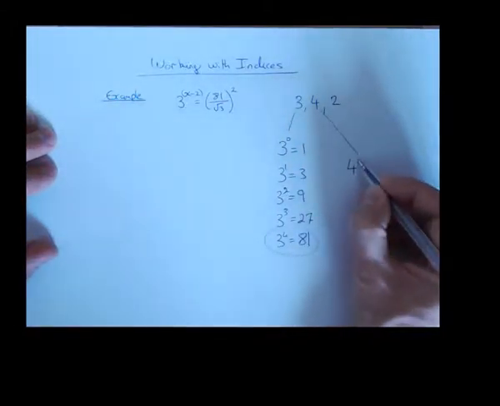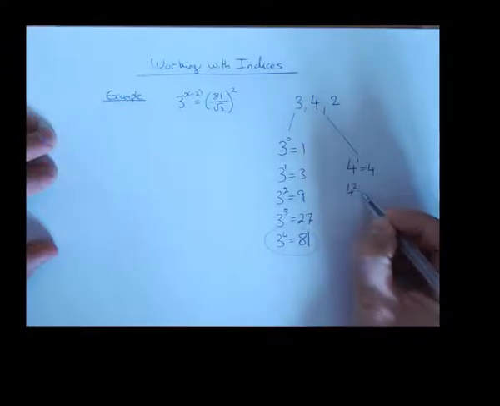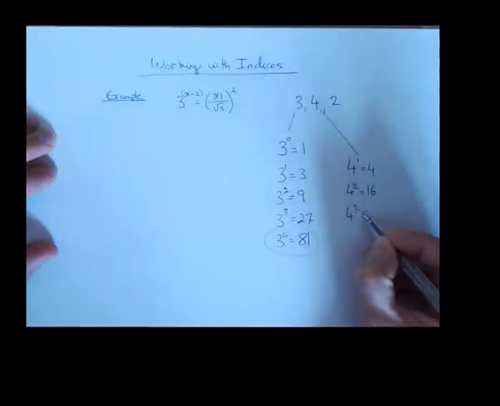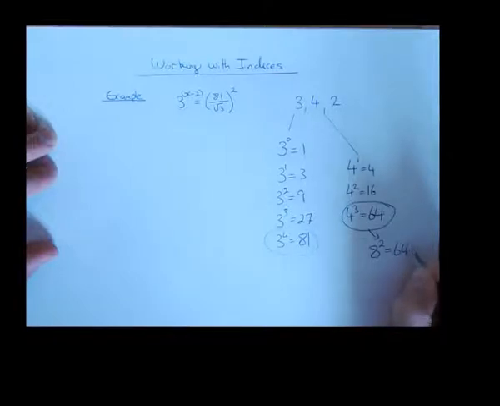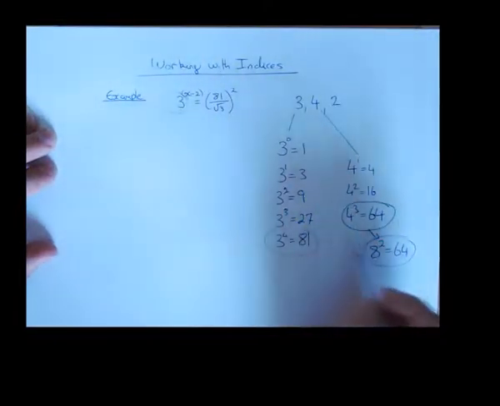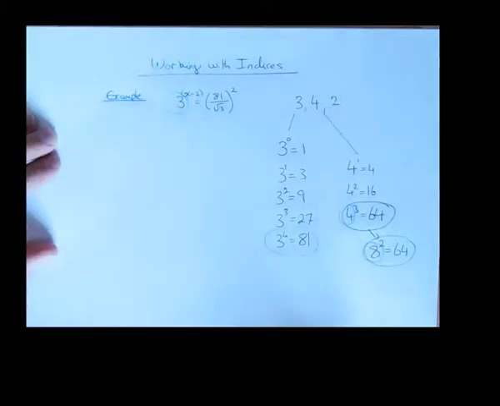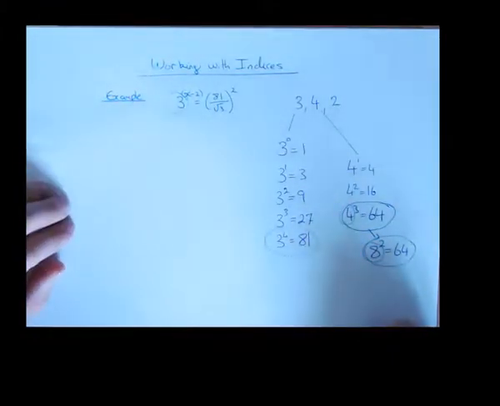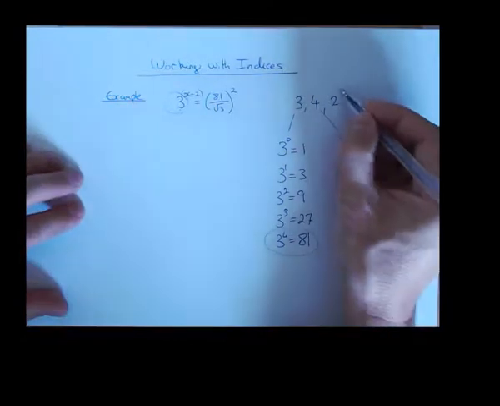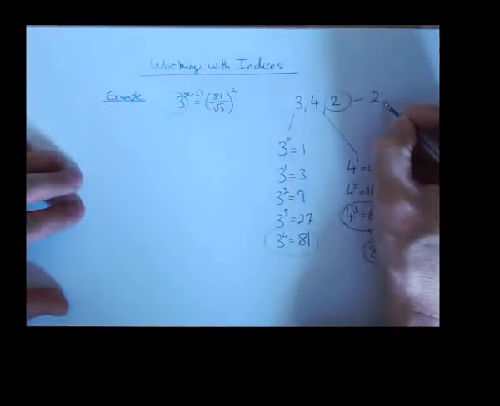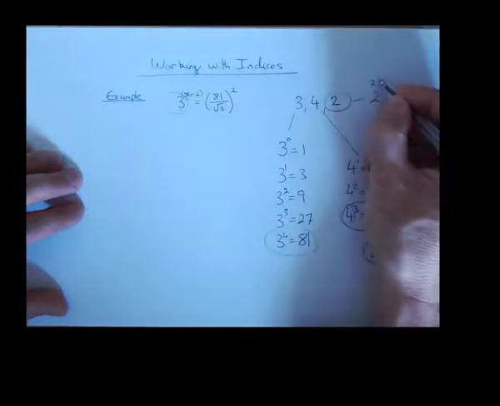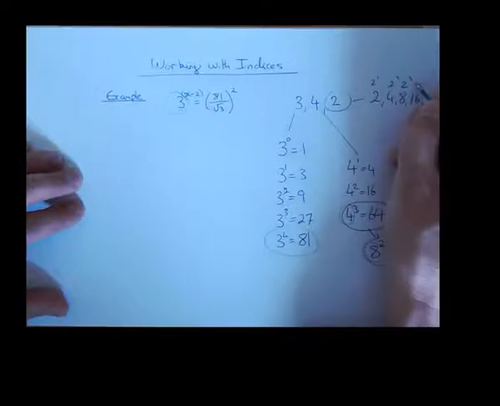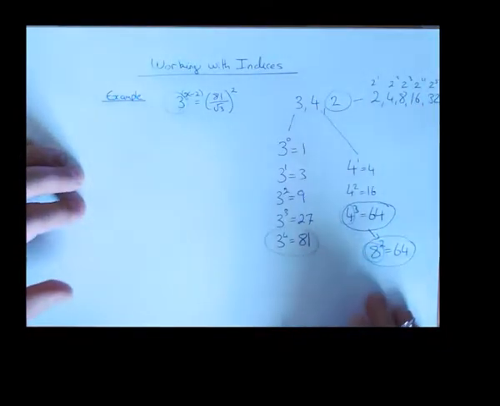Similarly with 4, we'll find 4 to the power of 1 is 4. 4 squared is 16. 4 to the power of 3 is equal to 64. This is one to watch because occasionally you will also see that 8 squared is equal to 64. So depending on whether you're working with a number 3, a number 4, or number 8, the power that you use is going to depend. So you need to know the various powers. So 2, 4, 8, 16, 32. This is 2 to the power of 1, 2 squared, 2 cubed, 2 to the power of 4, and 2 to the power of 5.